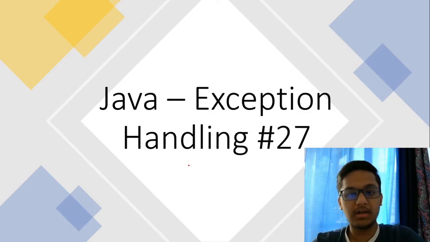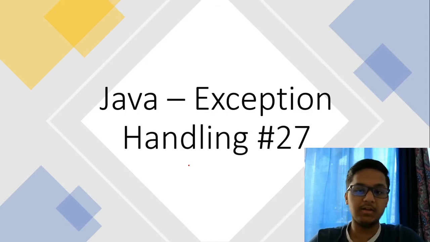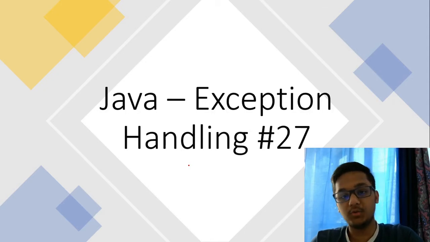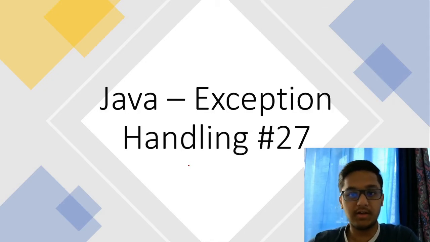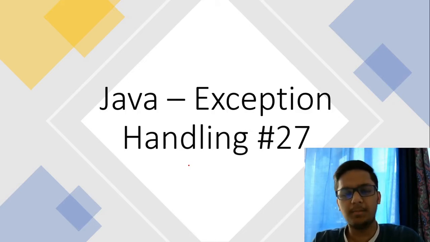A runtime error can basically be something like you divide a number by zero, or the user enters a string where he's supposed to enter an integer, or you access an index of an array which is out of bounds. Let's say an array has a length of 3 and you access the index 10. That's not possible. So this is a kind of runtime error which causes the program to end abruptly.